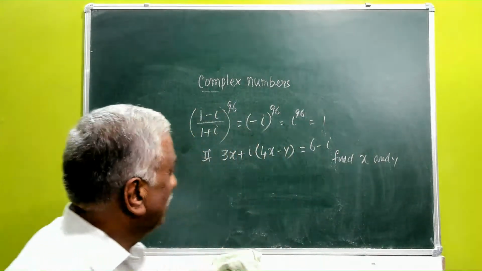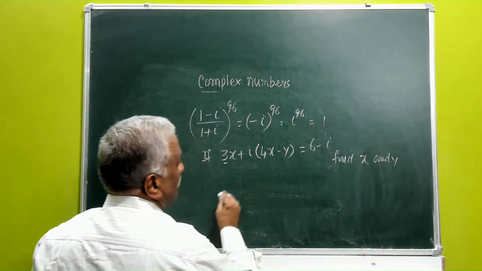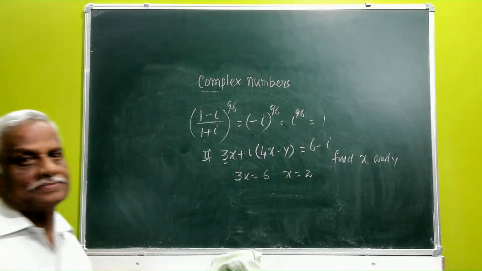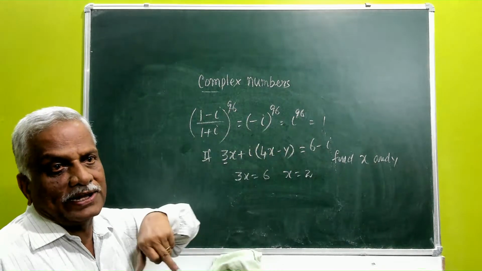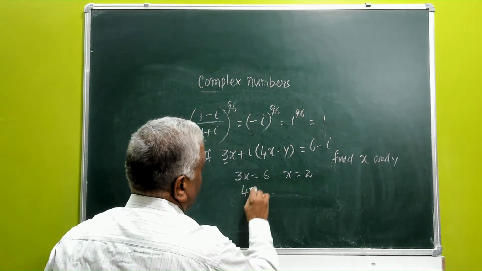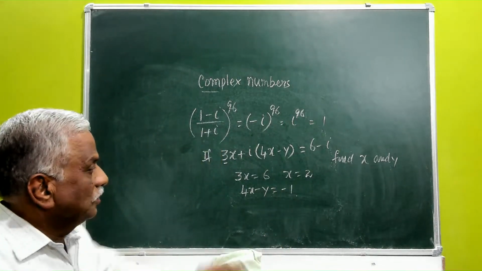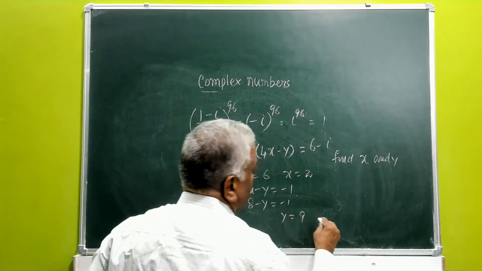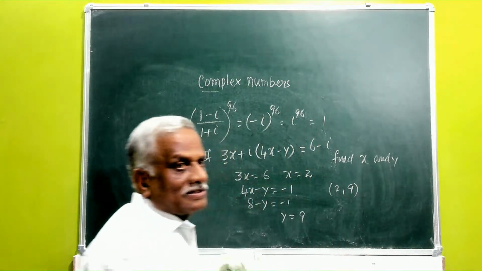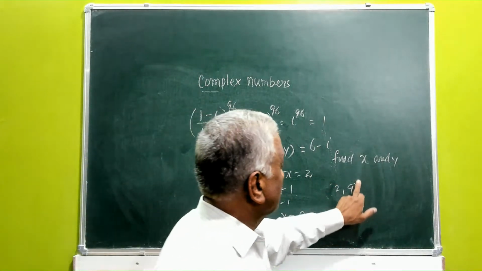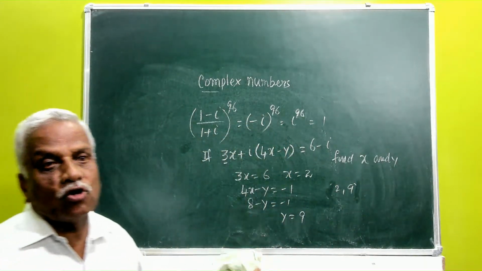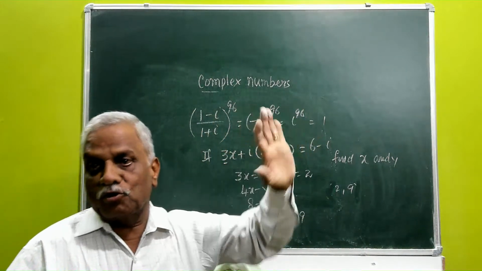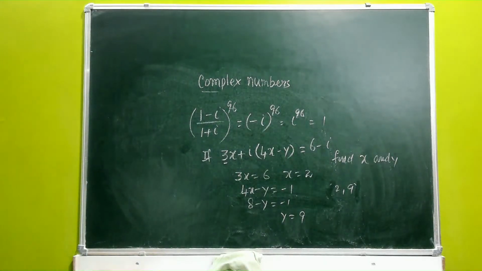Other than that, it is not a difficult problem. So what is the real part? 3x. So 3x is 6. So you get x is equal to 2. Now, the imaginary part: 4x minus y is equal to minus 1. You know x. So 8 minus y is equal to minus 1, y is equal to 9. So they would have given the answer 2, 9 or 2, 9 without brackets also. If you are in a hurry, you may get 2, 8 also, 2, 7 also. So what is important is the simple concept. Two complex numbers are equal only when the real parts are equal and the imaginary parts are equal.